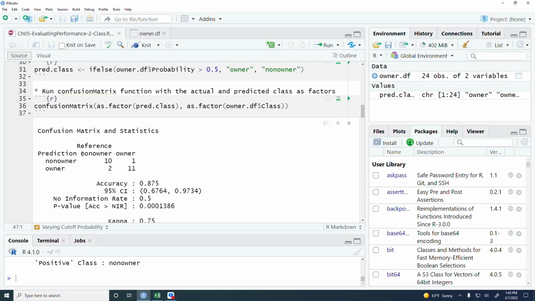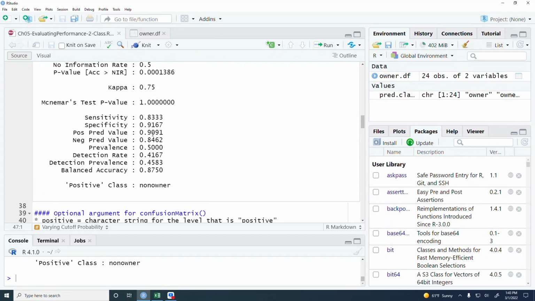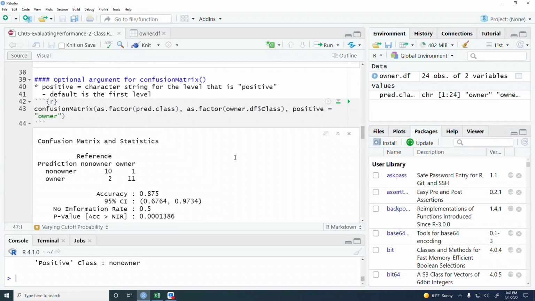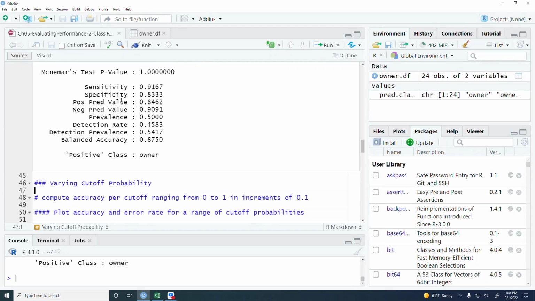the label will be chosen alphabetically. So N comes before O, so non-owner is the positive class. And that would make a difference in terms of some of the measures that we compute as performance measures. But if you want a label that is not in alphabetical order to be our positive class, then we can specify that here. And here are the classification accuracy measures that we generated last time.